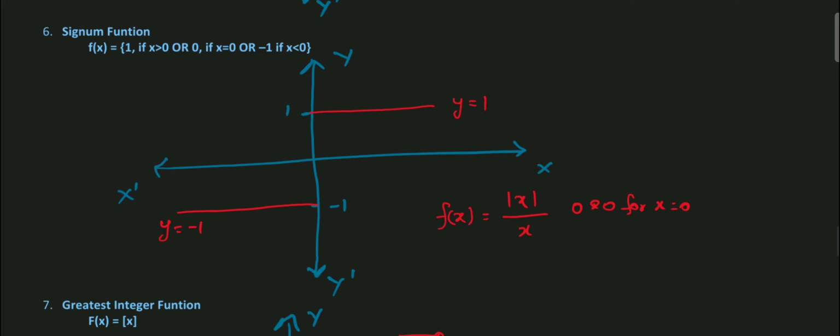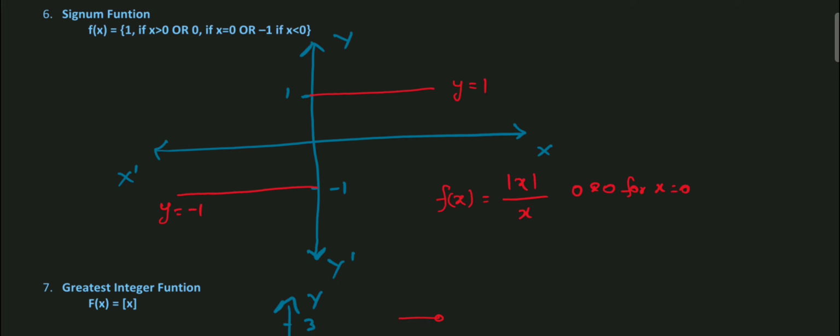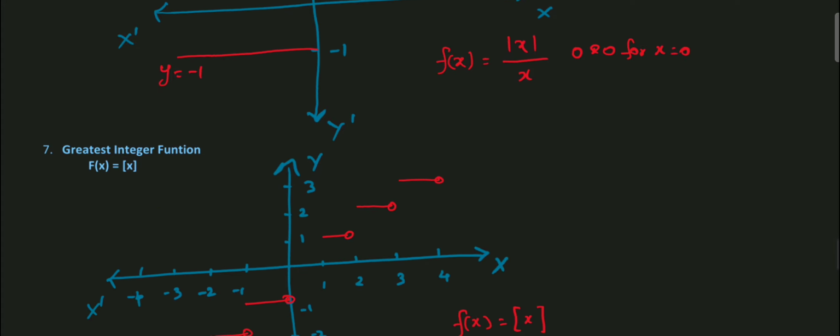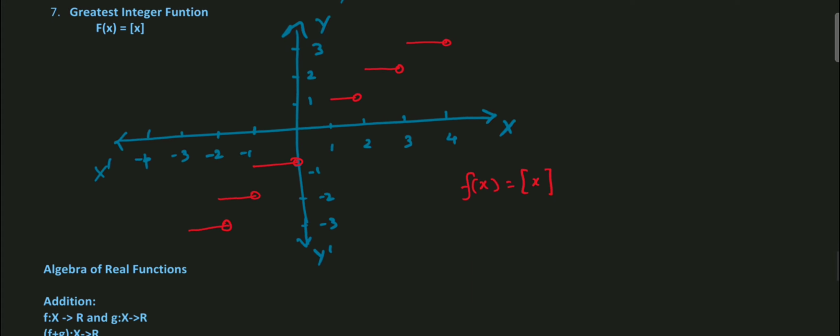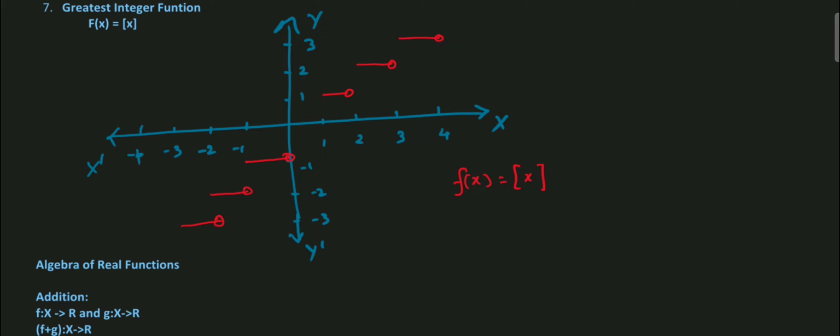Then comes the signum function. If x is equal to 0, then y will be 0. If x is greater than 0, then whatever the value, y will be equal to plus 1. If x is less than 0, whatever the value, then y will become minus 1. Then comes the greatest integer function. f of x is equal to x represented in box brackets.